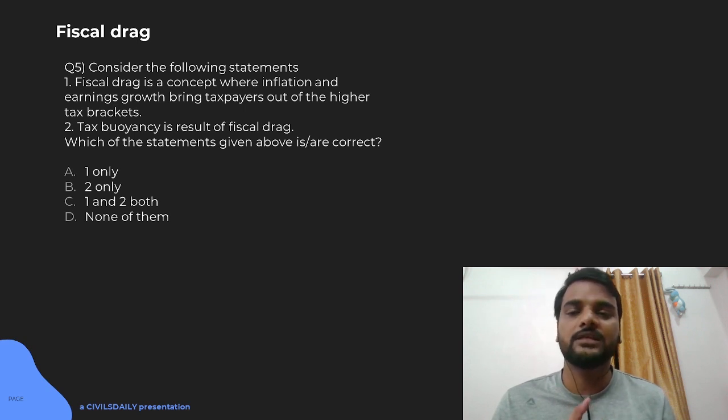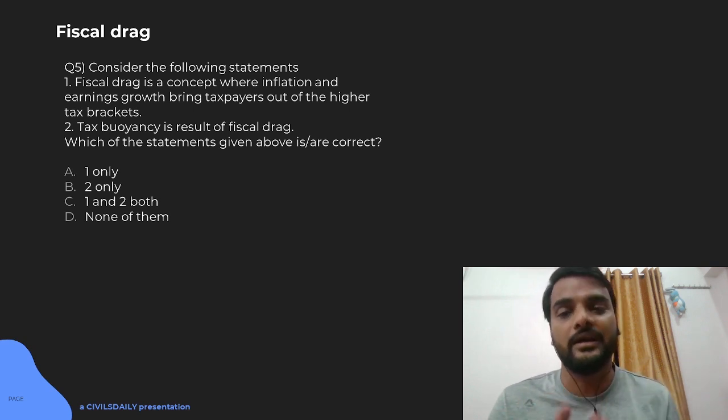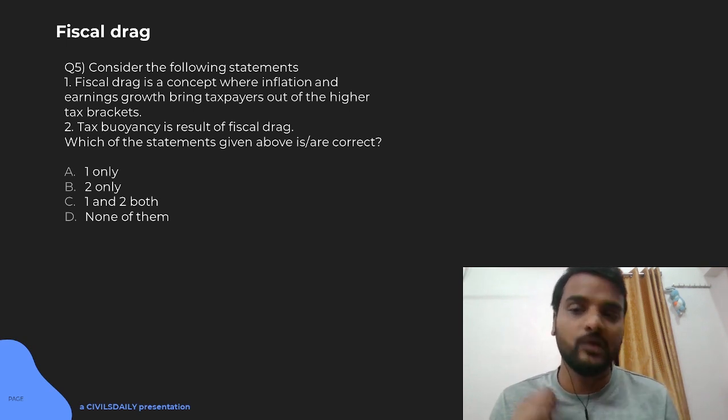Tax buoyancy is the result of fiscal drag. Yes. So even without raising the tax rate, the government's revenue increases because people's incomes are getting pushed into a higher bracket. So in that way, more money will be coming into the government's hands. So fiscal drag is basically when your income, without actually rising, gets into a higher bracket, and you are actually paying a higher tax rate. So the first statement will not be true, but the second will be true here.